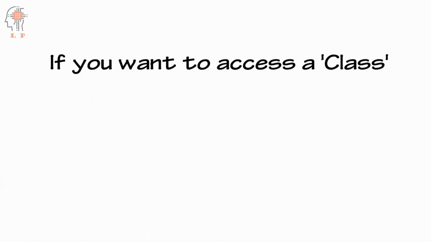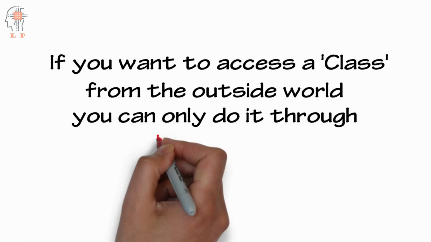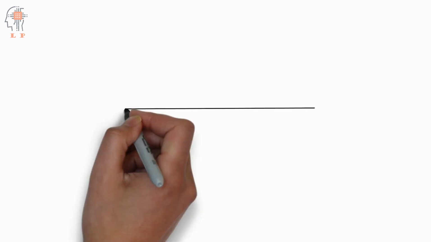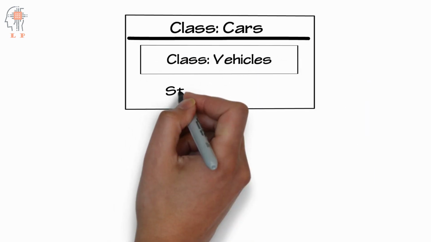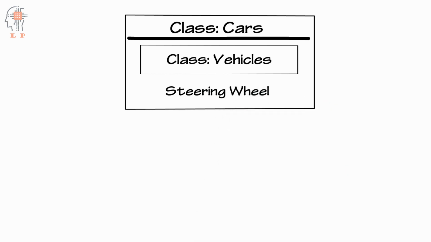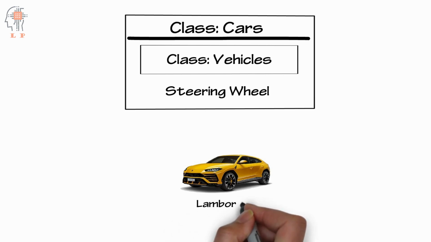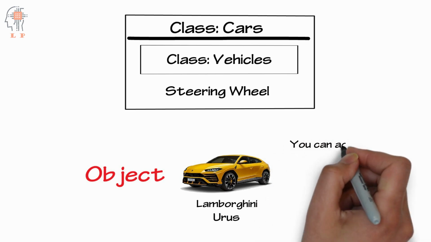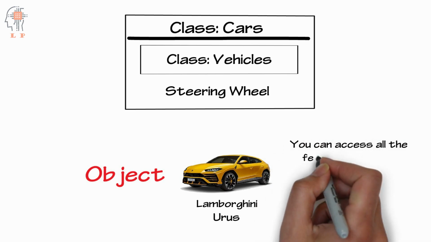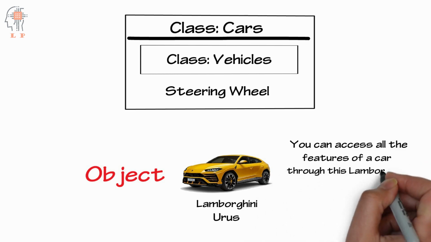But if you want to access a class from the outside world, you can only do it through objects. What does that mean? Let's see. Again, consider the class cars that inherited the features of vehicles. There are different models of cars available in the market. For our example, let's take Lamborghini Urus. A Lamborghini Urus is an object of the class cars. It's clear that you can access all the features of a car through this Lamborghini. So, you can access the features of a car class by building different models or objects of them.